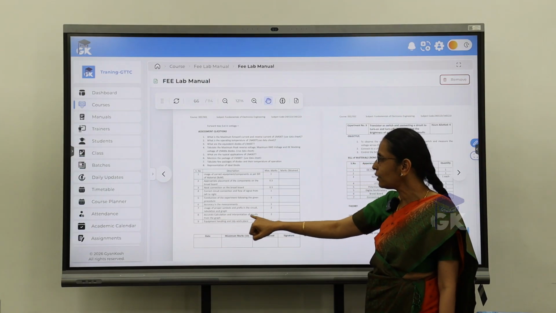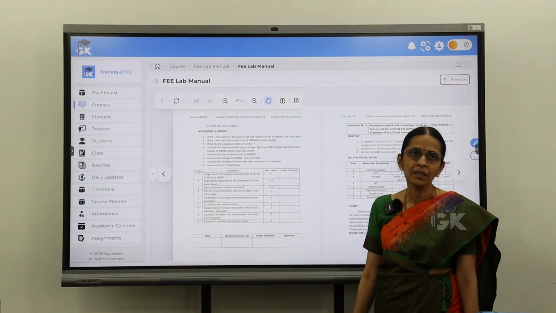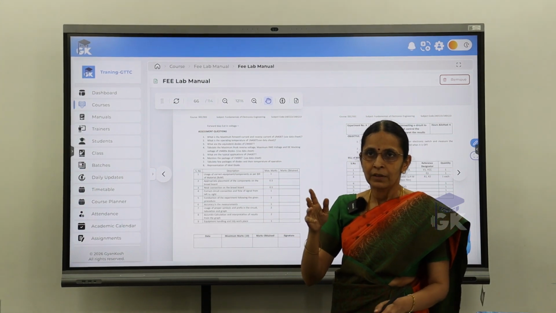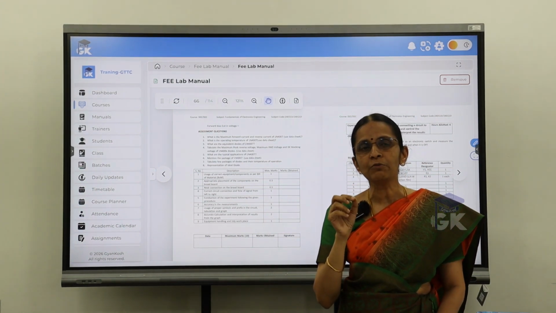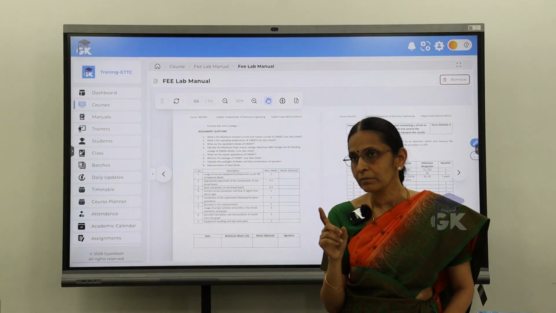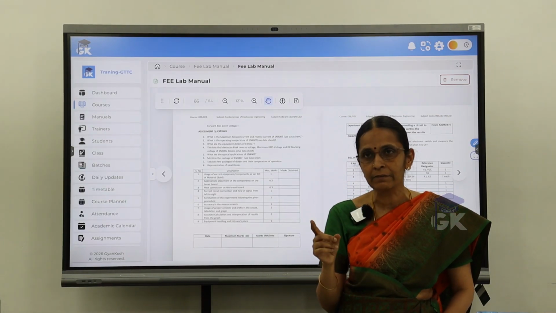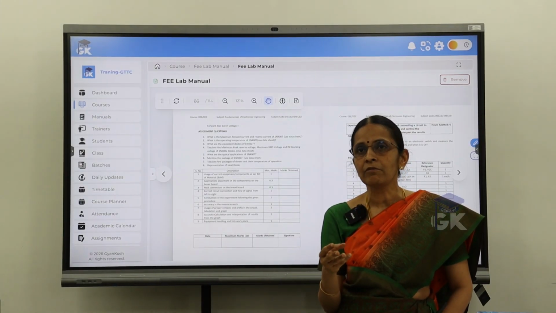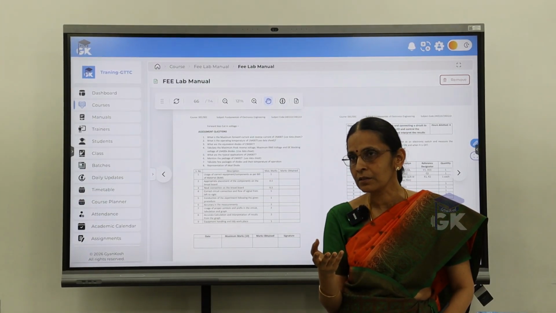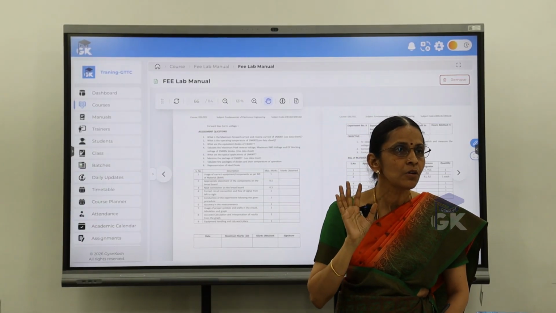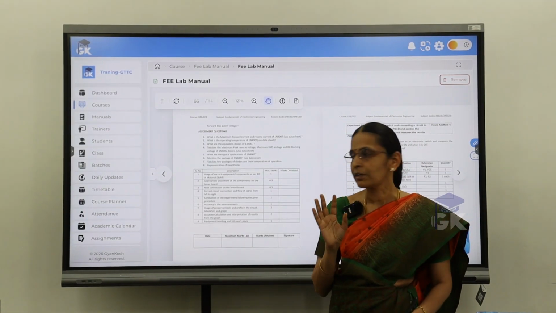Then accurate calculation and interpretation of results from the graph. Here in this diode experiment, they would have drawn the graph. From the graph, they should be able to find out the cut-in voltage of the diode. It may not be 0.7. I was specifically telling you it's an ideal value. So practically what is it going to be? It may be, say, 0.56 or 0.6, something like that. So accurately from the graph, they should be able to find out the cut-in voltage.